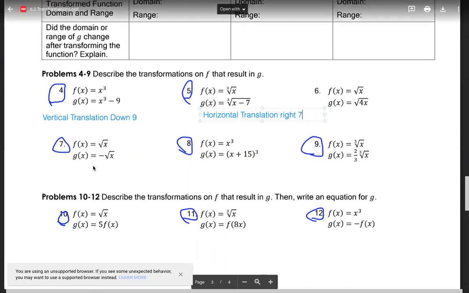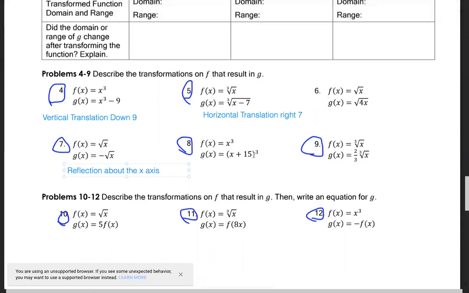All right, we won't do number 6. Again, number 7 should be pretty simple. Since it has a negative equation now, I know this is a reflection over the x-axis. Again, this one right here, since it's inside, that would be left 15. Okay, we're multiplying this by 2/3. So since that's smaller than 1, okay, this will be a compression.